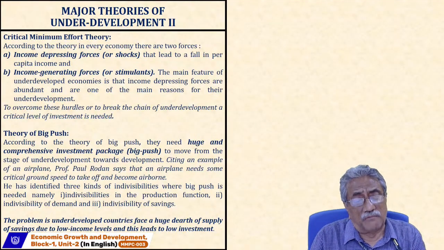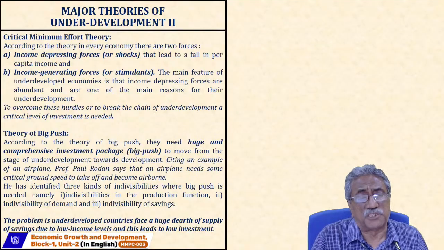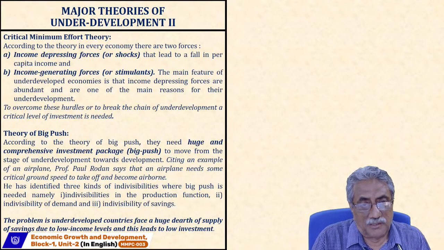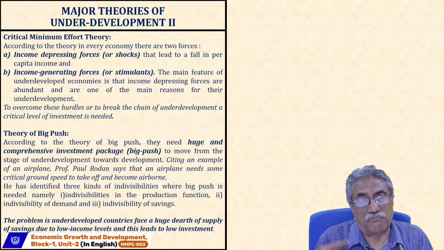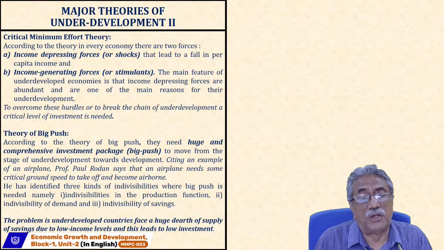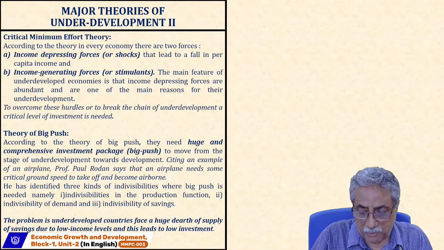So the underdeveloped countries face a huge shortage of supply of savings. Savings is low because my income level is low, and that is why I am trapped in a low investment cycle. So this is the theory of the big push.